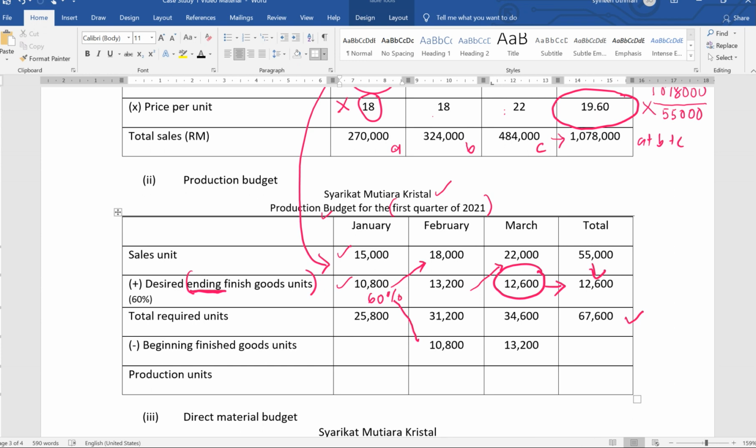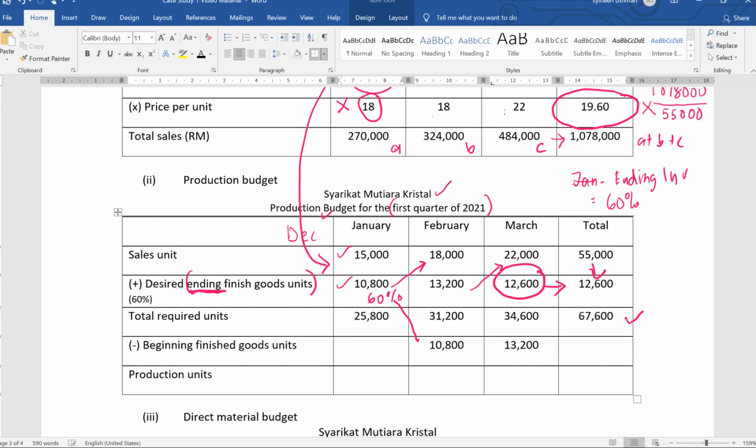Okay, so kalau you tengok untuk January, dia punya ending inventory ialah 60%. Okay, we are referring to December. Okay, so kita nak cari beginning inventory untuk January, kita kena ambil ending inventory December, betul?